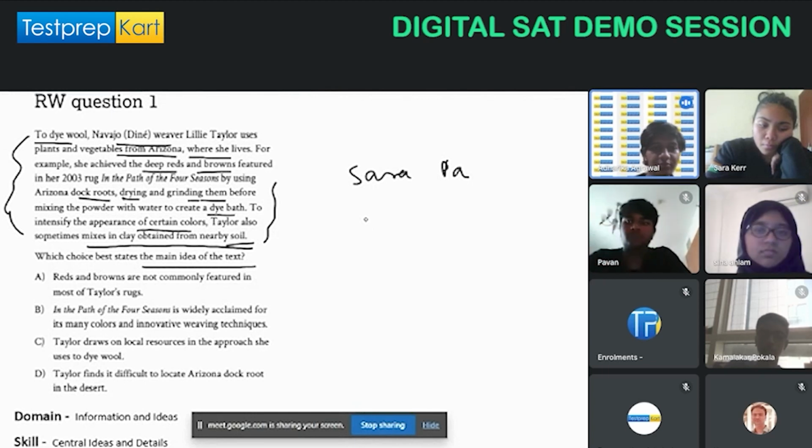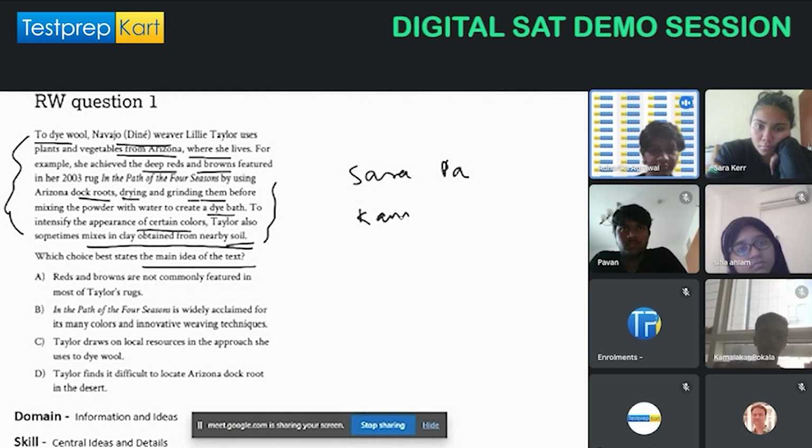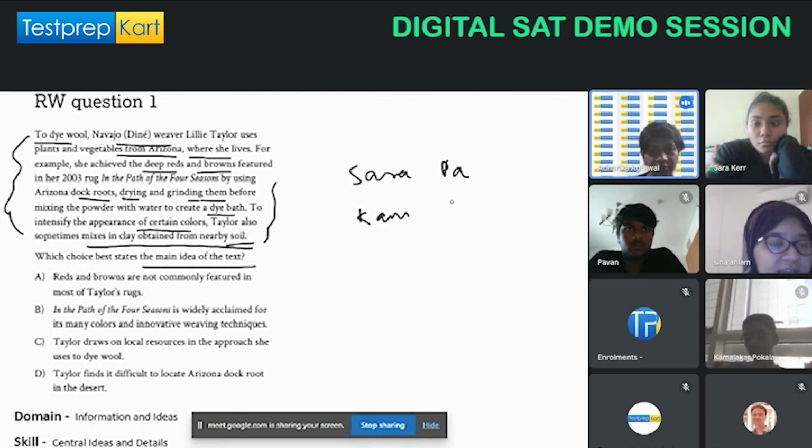My name is Kamlaka. I think it talks about how she's able to make natural dyes by using the things that she is around, like the clay from the soil. Okay. Clay from the soil was to intensify the color, but earlier she used dock roots and all from the four seasons, right? Next. Hi, my name is Sia. I think the passage is about how she uses local resources to dye her wool.